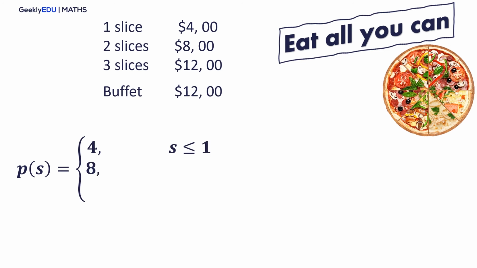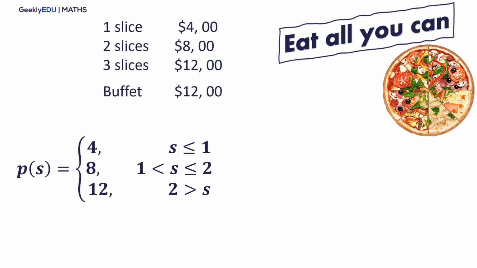P of S, being P the price and S the number of slices, is going to be $4 when you eat a slice or some bites of that slice. $8 if you eat 2 slices, or 1.5 or 1 bite, or almost 2 slices. And you will pay $12 if you eat more than 2 slices.